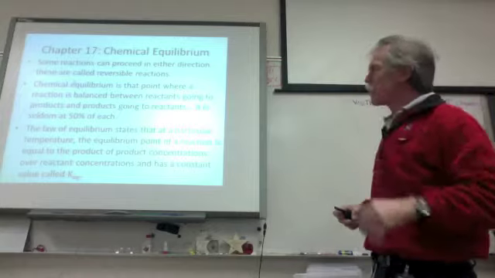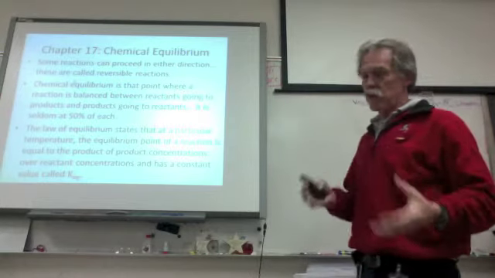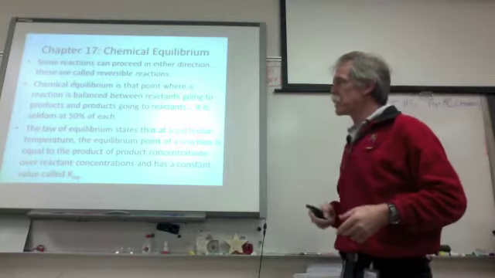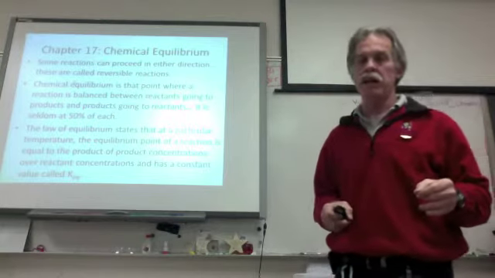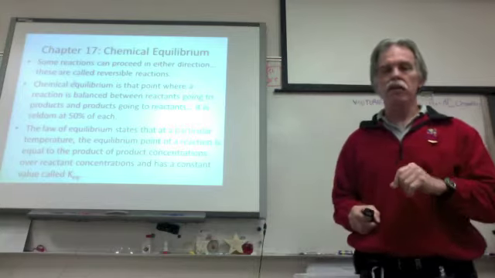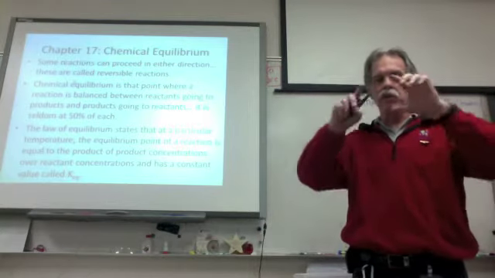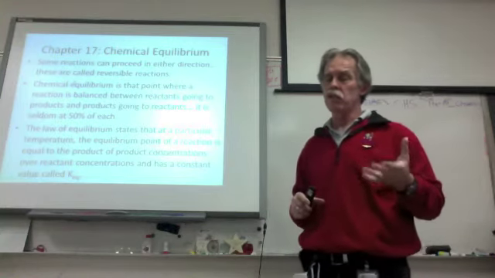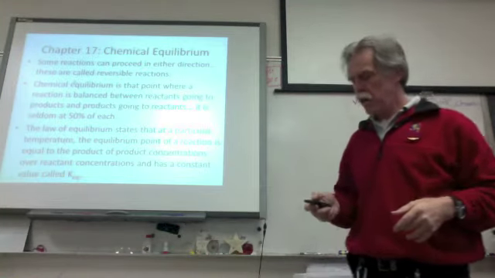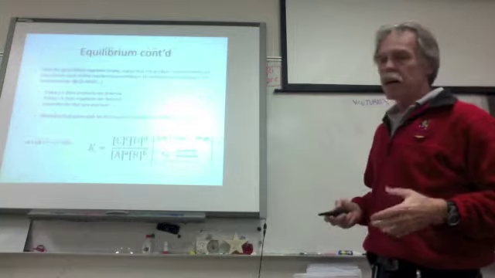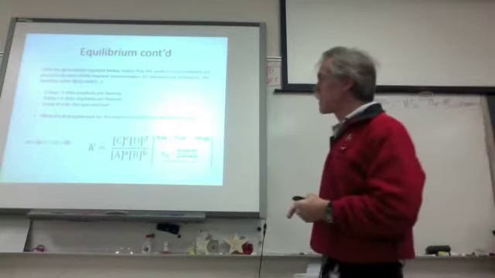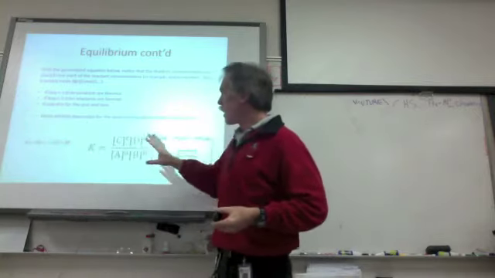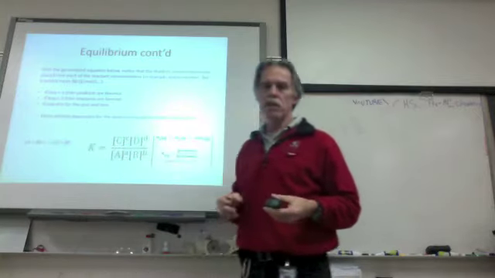The law of equilibrium says that at a particular temperature, the equilibrium point of a reaction is equal to the product of the products over the product of the reactants. So that's Keq equals the concentration of the products over the concentration of the reactants. If there's more than one, then we multiply those. And we represent that, you can see on the next page here, here's our general equation form. Here would be the Keq, and they use K.